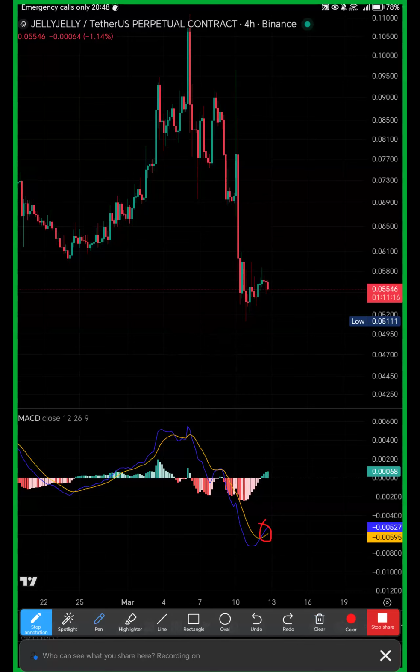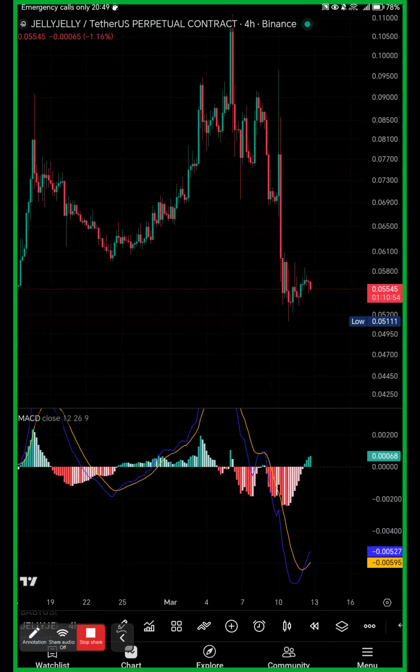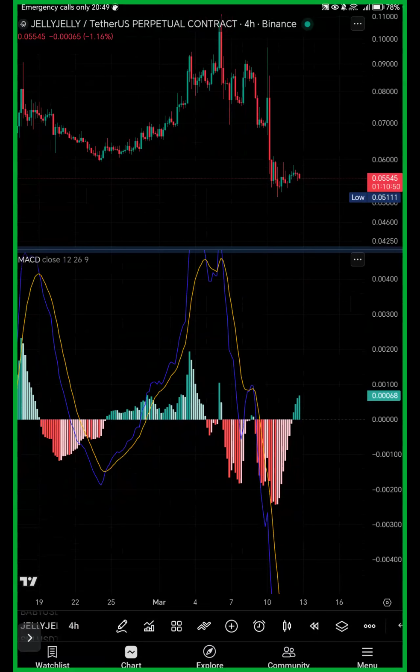When the MACD line crosses the signal line to go above it. And at times, the MACD line also will cross the orange line, which is the signal line, to start moving below it, as you can see here. Let me enlarge this part a little bit.